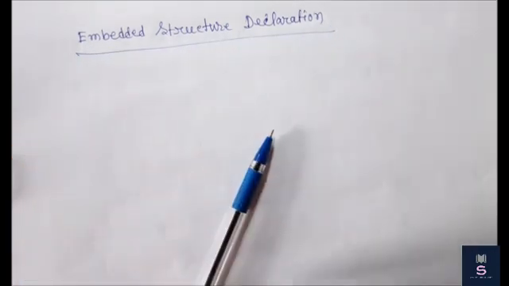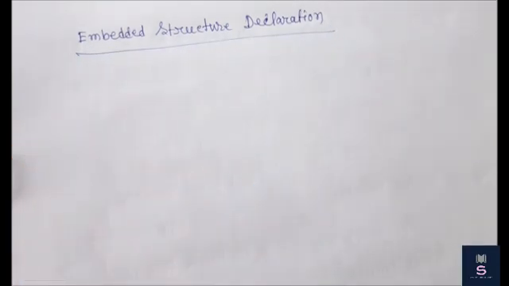A structure within structure is called embedded structure, just like a nested loop, nested for loop, or nested if else. Within an if else, if I declare another if else, it is called nested if else. Within a for loop, if I declare another for loop, that is called nested for loop. Like that, if I declare a structure within a structure, then it is called embedded structure.